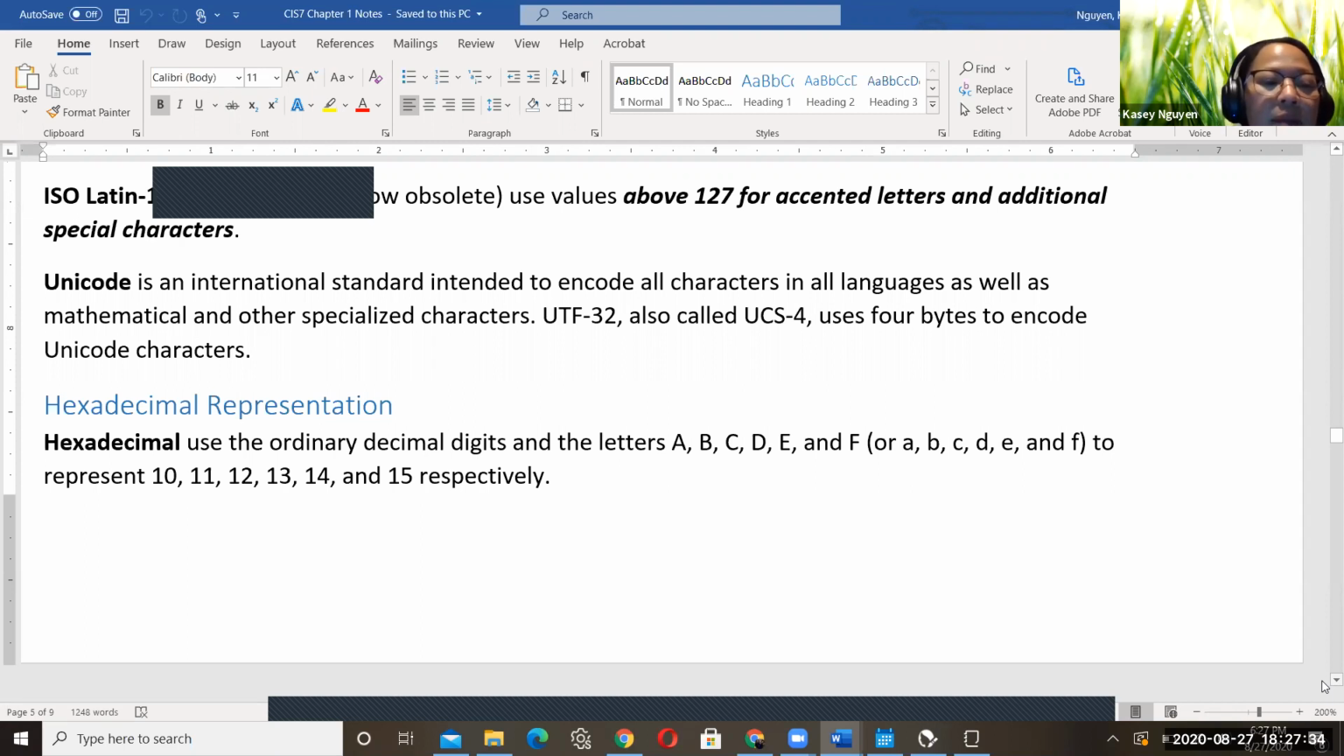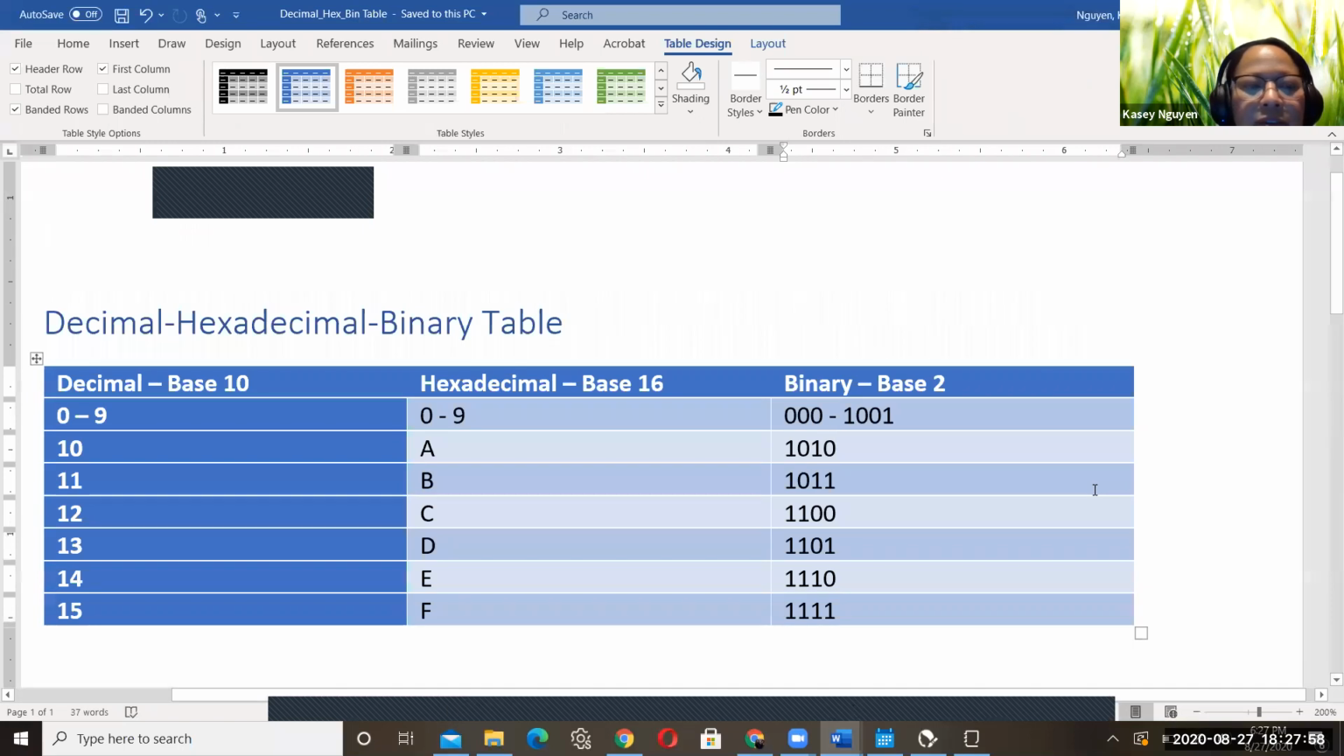Then hexadecimal is also used if you ever do HTML coding, right? You would use that for the color codes. So a white, pink, blue, etc. would be represented with numbers and letters in the hexadecimal system. So I created a little table so you can see.